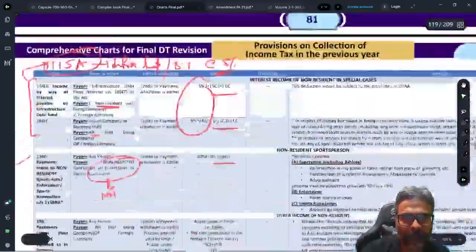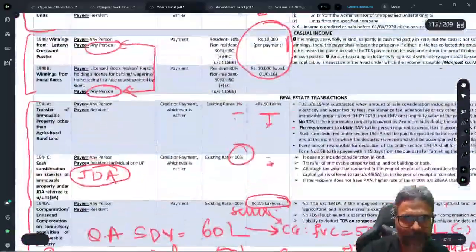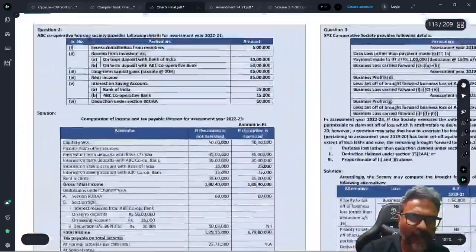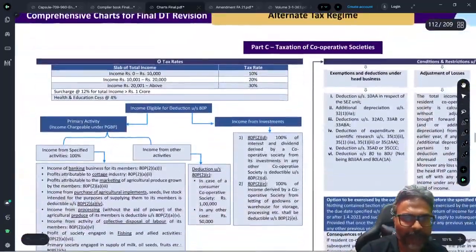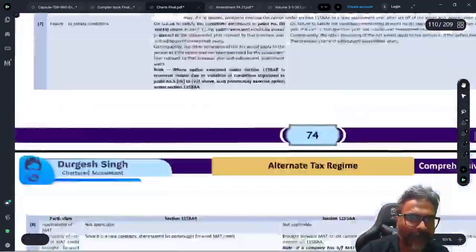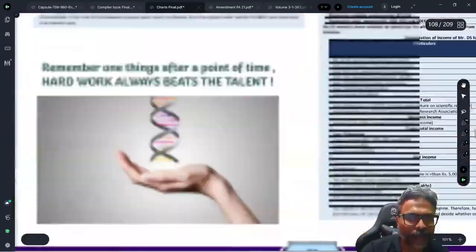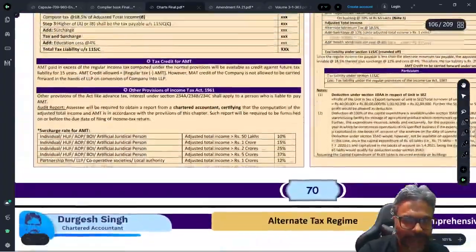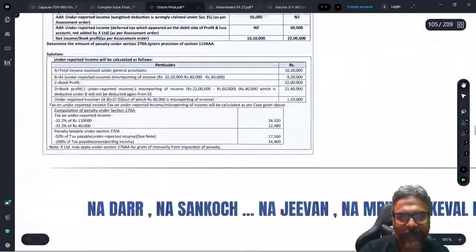So, students, today we are going to start with the assessment procedure. The topics which I'm going to complete for all of you in the next 2 days would be the assessment procedure, penalties, appeals, revision, rectification. These are the topics which we are going to finish off in our discussion.